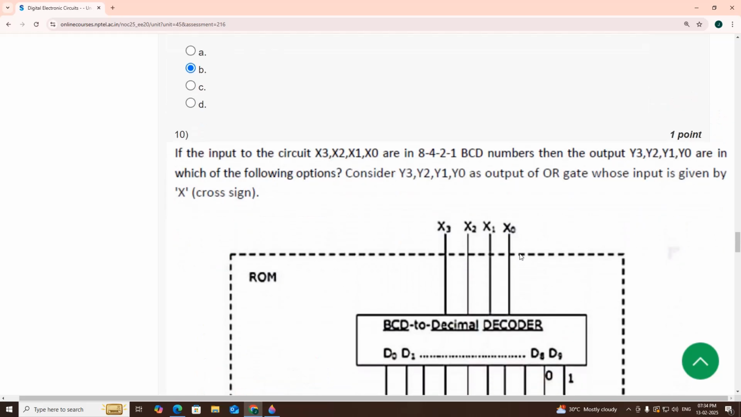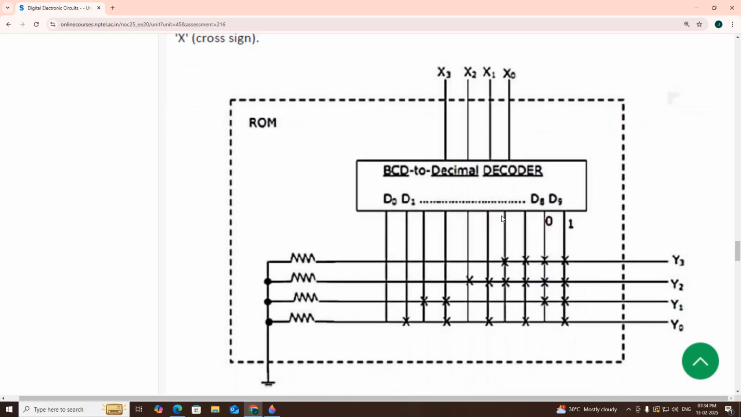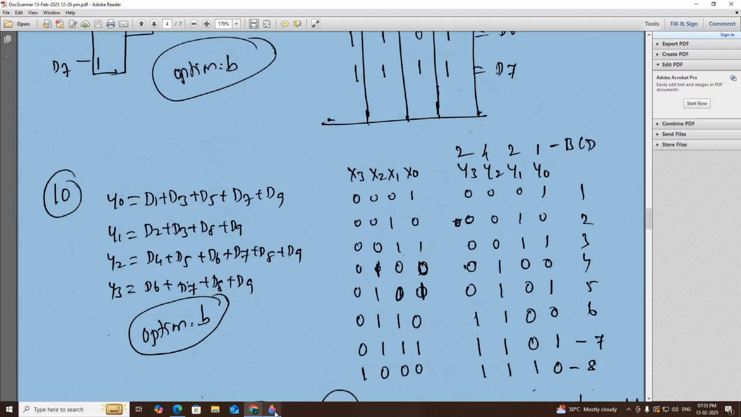So if this is 0, 0, 0, 0, 0, 1, what will be selected here is D1, which will be 1. D1 will be 1. Remaining D0, D2, D3, D4, D5, D6, D7, D8 all will be zeros. So for this input combination only D1 will be 1, remaining will be 0. So therefore for Y0 this is 1 plus 0 plus 0 plus 0 plus 0. You will get here 1.